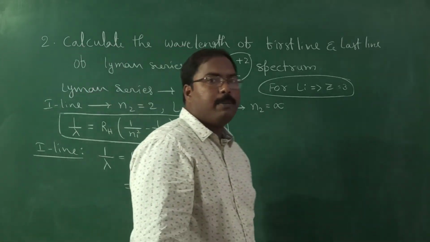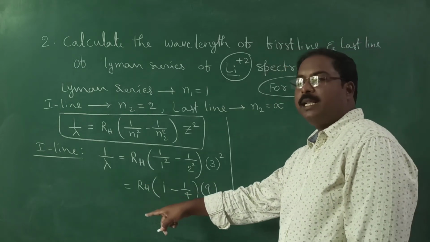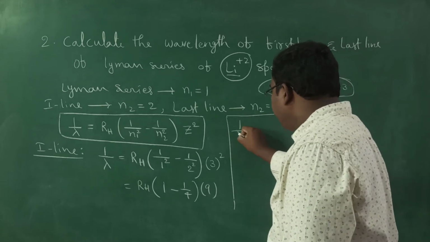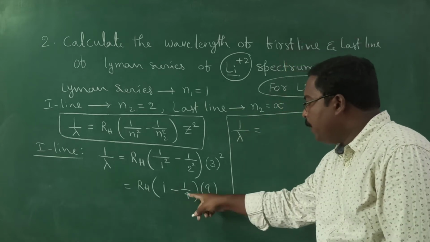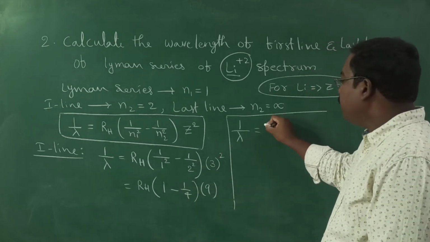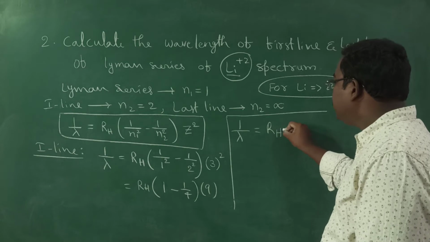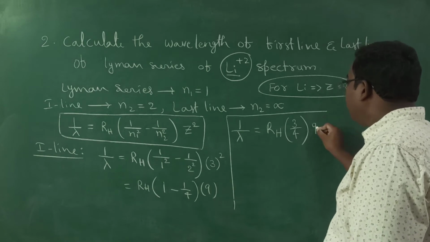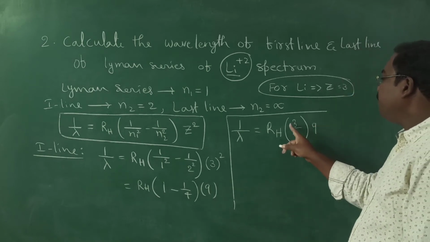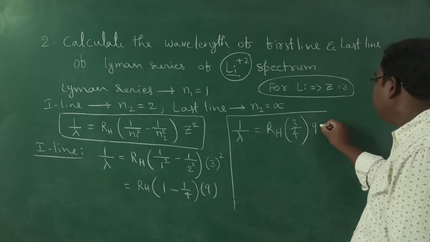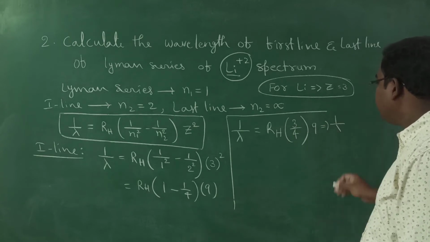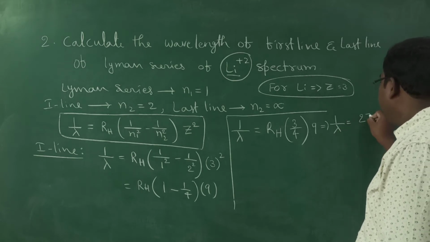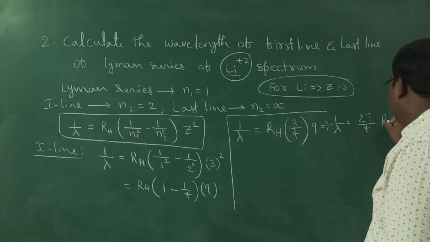Now, 1 minus 1 by 4. Everybody knows that. 4 is the LCM, so 4 minus 1. If you calculate 1 minus 1 by 4, how much do you get? 3 by 4. So RH into 3 by 4 into 9 we have. So finally, 9 3s are 27. So in this case 1 by lambda is equal to 27 by 4 RH. Okay?